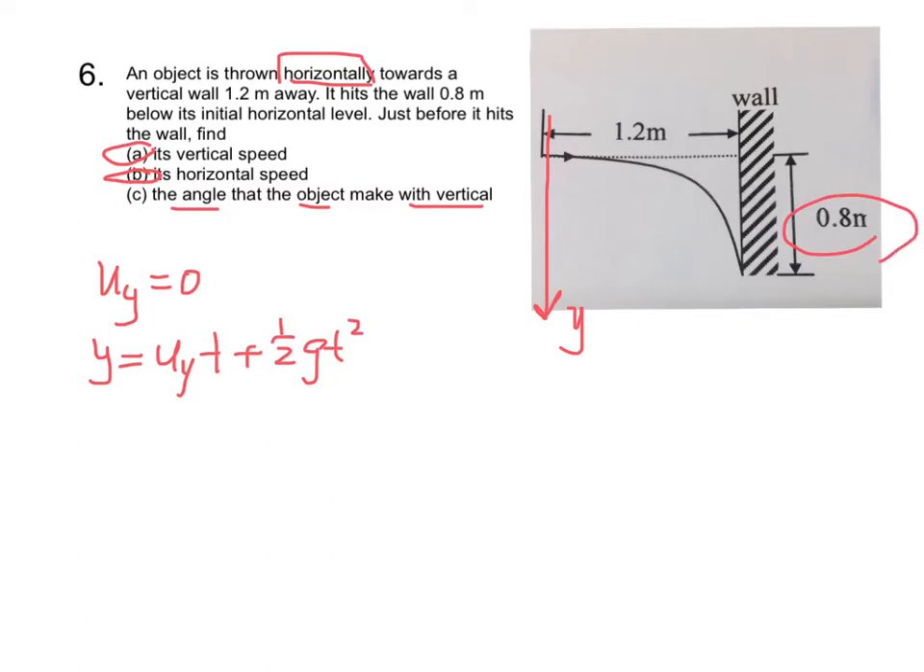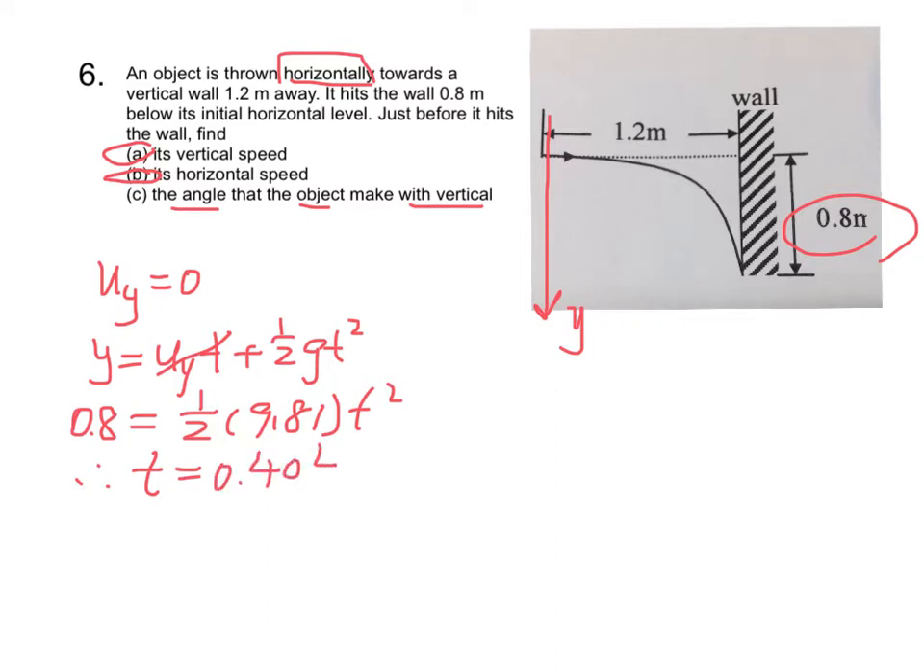We have y equal to 0.8 equals half times 9.81 times t squared. Therefore, we find t equal to 0.404 seconds. Just before it hits the wall, we let the vertical speed be Vy and the horizontal speed be Vx.